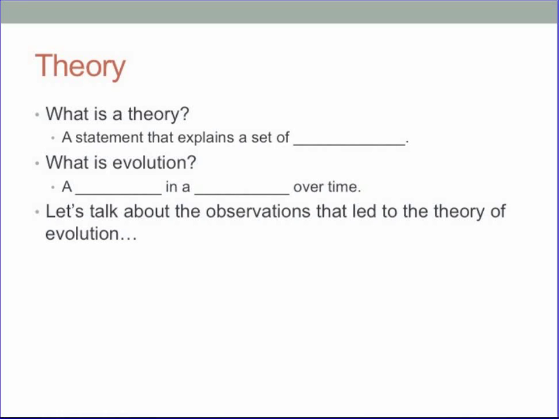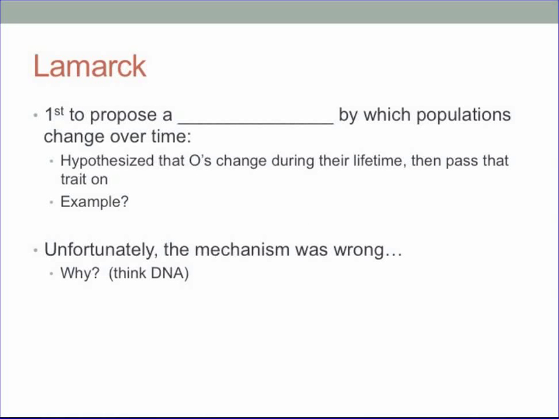So, a theory is a statement that explains a set of observations. And evolution is a change in a population over time. So we're going to talk about a brief history of the observations that led to the theory of evolution as we know it today. So Lamarck was the first to propose a mechanism by which populations change over time.